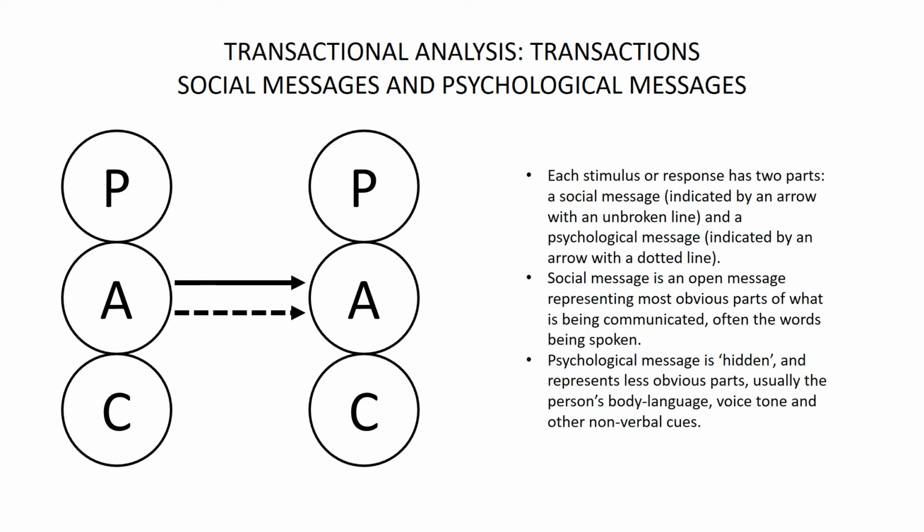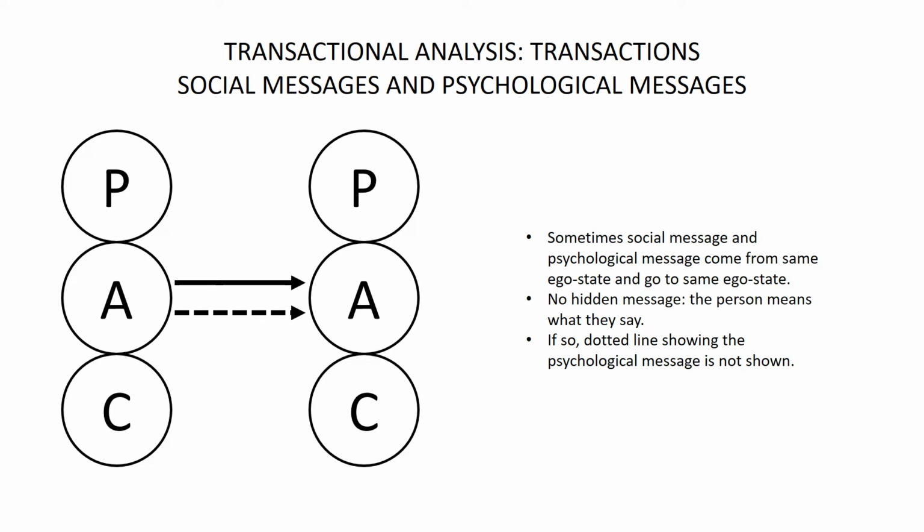Each stimulus or response may be further broken down into two parts: an open social message, in diagrams indicated by an arrow with an unbroken line, and a hidden psychological message, indicated by an arrow with a dotted line. The social message represents the most obvious parts of what is being communicated, often the words being spoken. The psychological message, on the other hand, represents the less obvious parts, usually the person's body language, tone of voice, and other non-verbal cues.